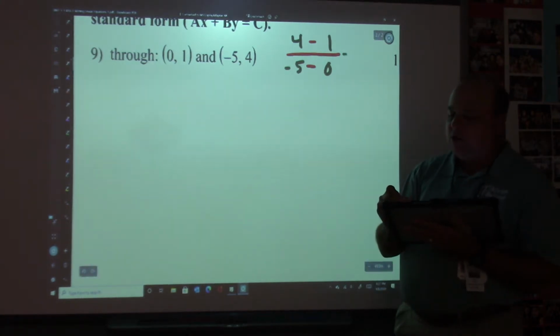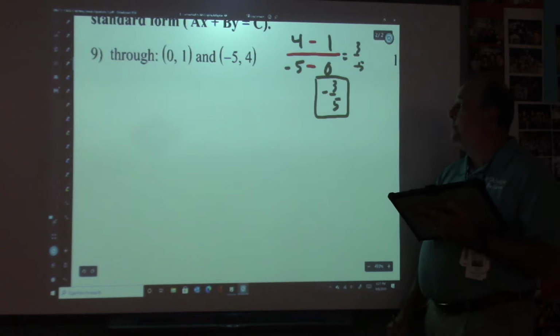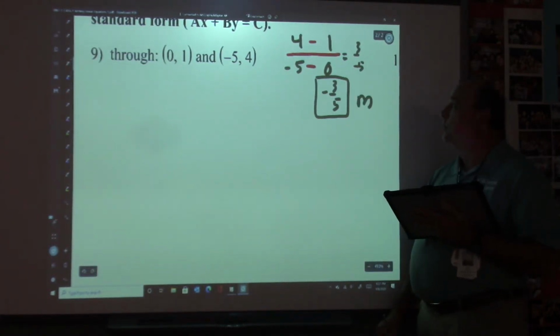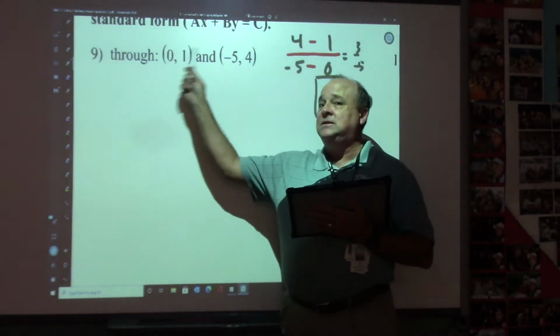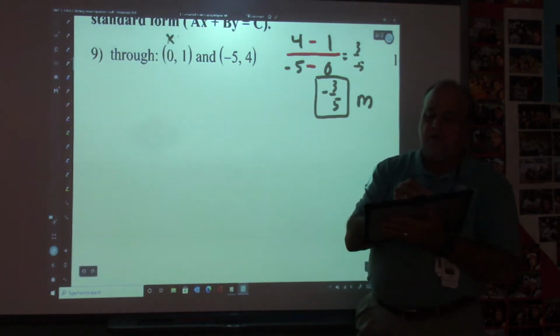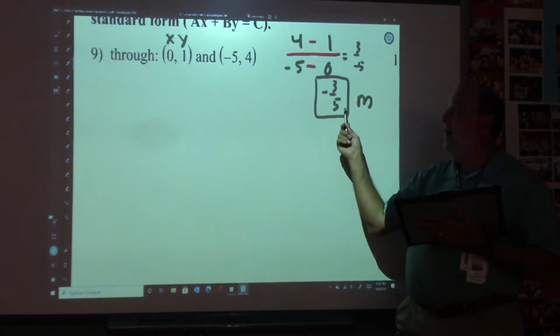This is going to turn into 3 over negative 5, which is going to be negative 3 over 5, isn't it? So our slope is going to end up being negative 3 over 5. Put an m by this. That's your slope. Now then, which point has a 0 in it, or is simpler? It's this one, right? So I'm going to put an x and a y on this. So one of the points we put an x and a y, and we have our slope.